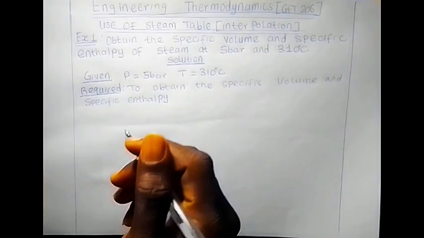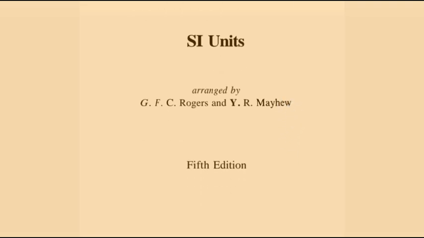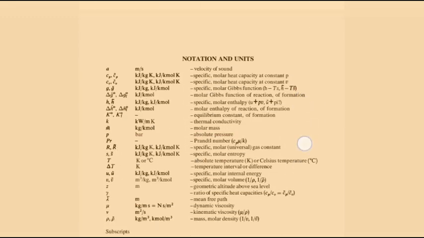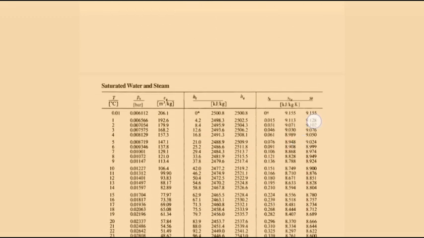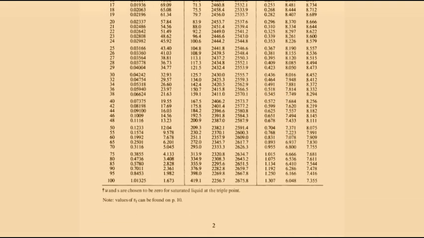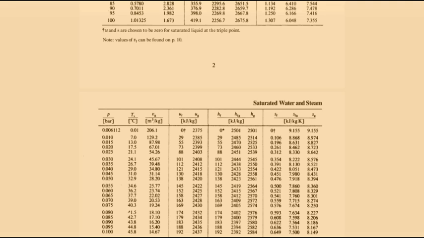So if you go to your steam table, we can see that we have the steam table here. So we'll scroll down, we'll pass the table of content, then we'll get over here, pass down this place, we go down. Saturated water and steam is what we're looking for, but these are triple points, we don't need this. So we'll go down and get the next values, which is still saturated water and steam.